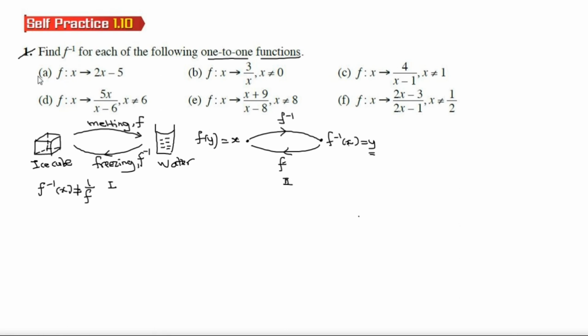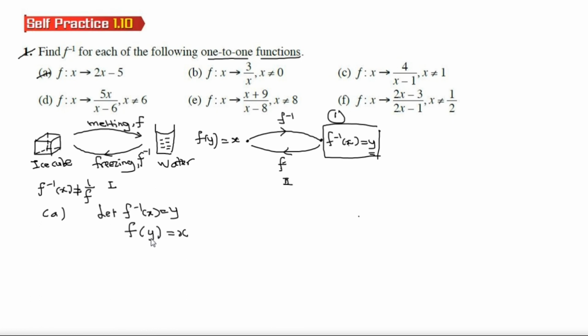Let me show you one example, A. So starting, we assume f inverse x is equal to y. That is the first step. Let f inverse x equal y. And then f will bring y to x. The next sentence, we write f of y equals x. Okay, so far so good.